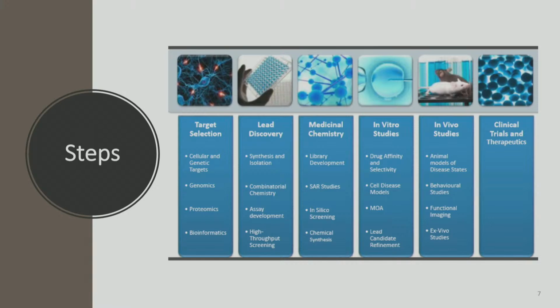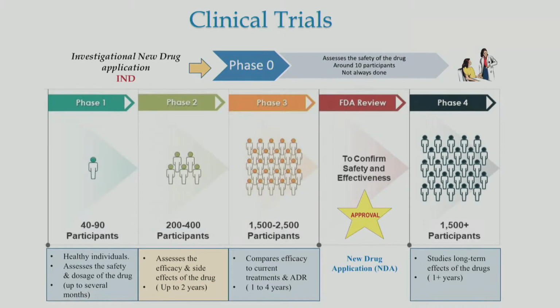So after a molecule crosses all these barriers, the next step is the clinical trial. Here, before any molecule goes into the clinical trials, we need an additional new drug application and form. And the first phase is mostly, this phase is not always done for all the molecules, which is usually used to assess the safety of the drug in close to 8 to 10 participants, not necessarily done.